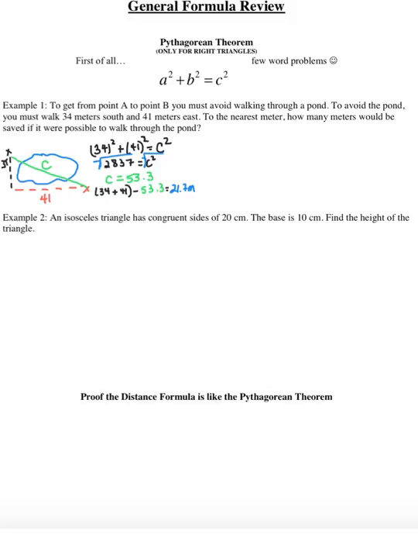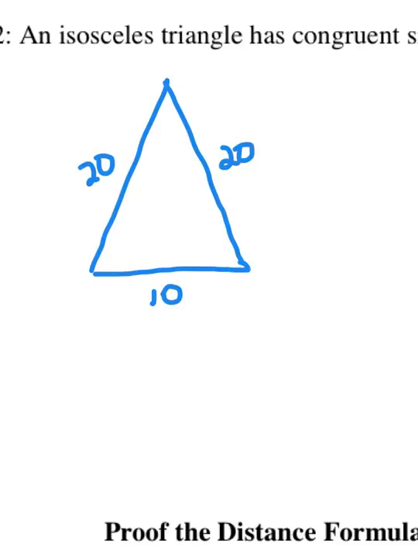All right, in the next example, example 2, it says an isosceles triangle has congruent sides of 20 centimeters. The base is 10 centimeters. Find the height of the triangle. And since we're working with Pythagorean theorem, we're going to use the Pythagorean theorem. All right, so here I've drawn an isosceles triangle with sides of 20 and a base of 10.